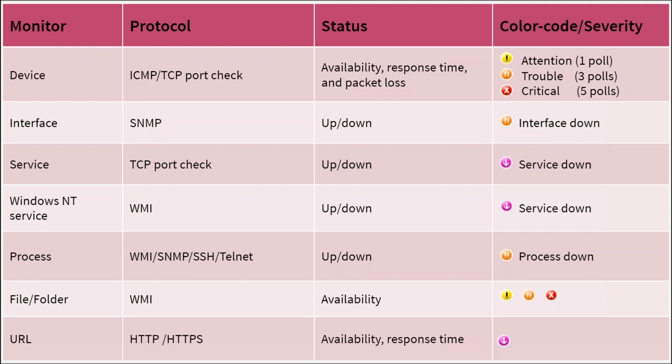And by default, we monitor this through ICMP. And as you see, the attention alarm will occur when a device misses one port, a trouble alarm will be raised for devices that miss 3 ports, and a critical alarm will be triggered when the device misses 5 ports. So it can also monitor the devices through TCP port check.